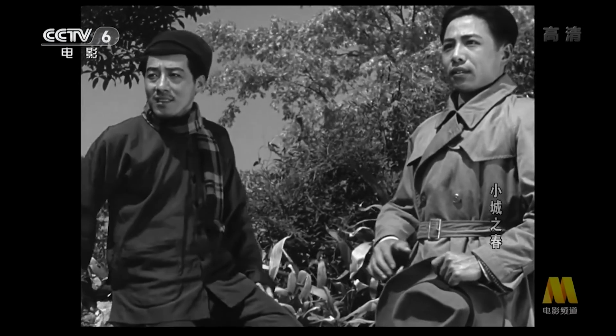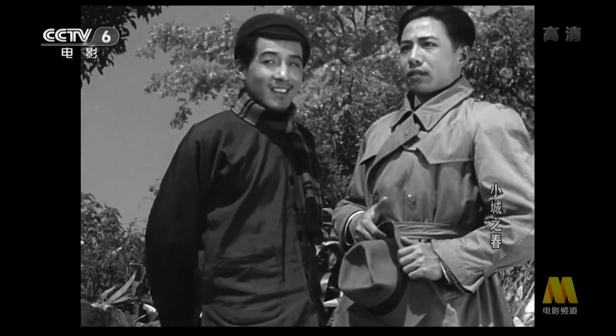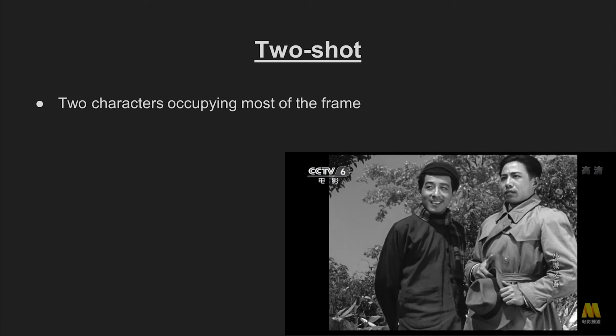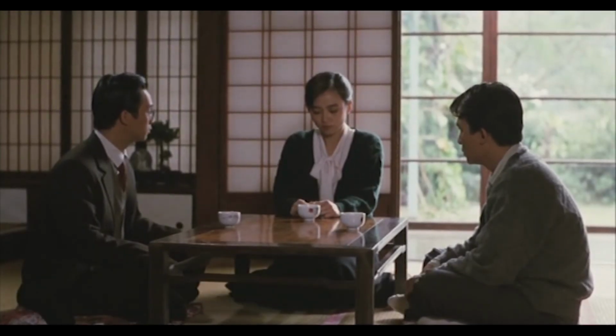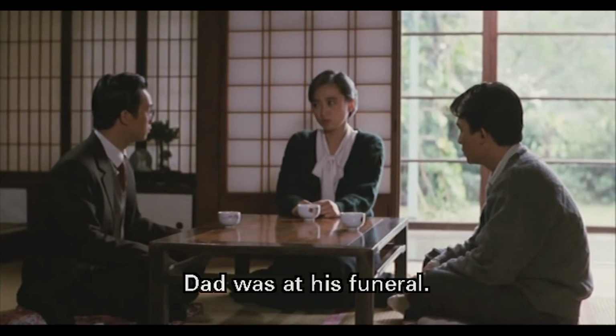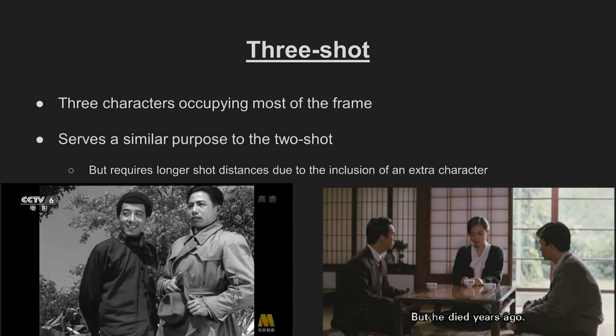Two shots, as the name might suggest, feature two characters occupying most of the frame. This shot can be used to present character interactions in a way that provides equal visual weight for both characters. The three shot is very similar. The only difference lies in the number of characters on screen. But be sure to pay attention to the increase in shot distance, as the frame needs to compensate for one more character.